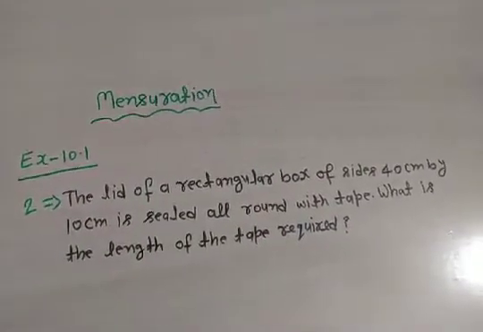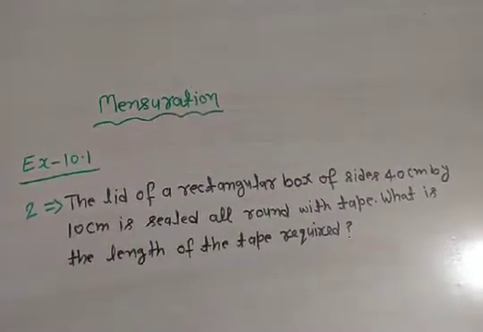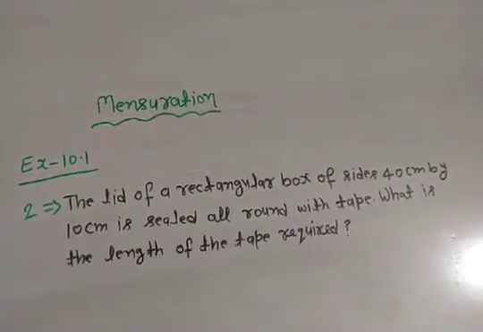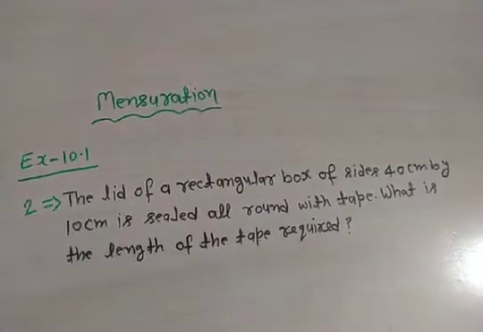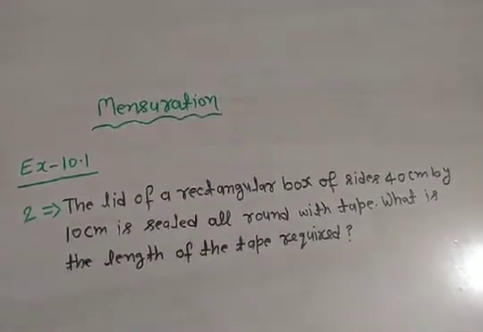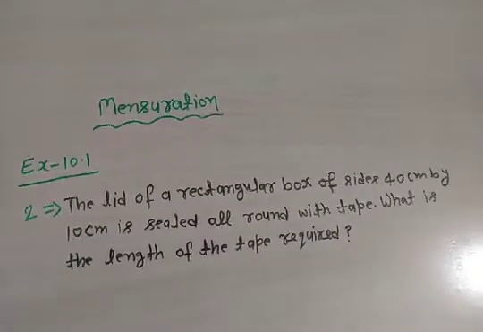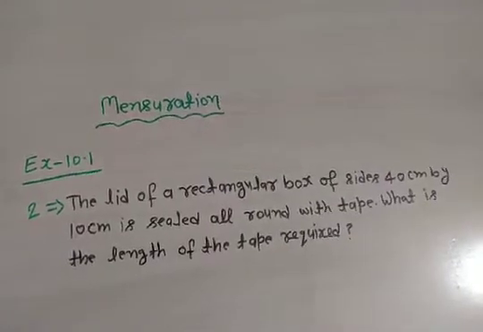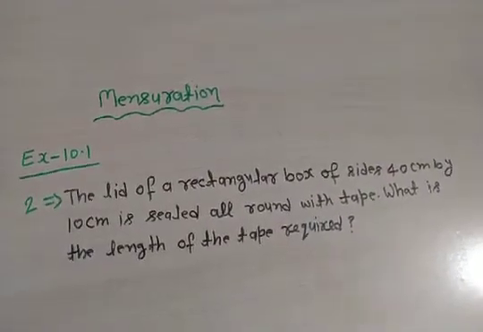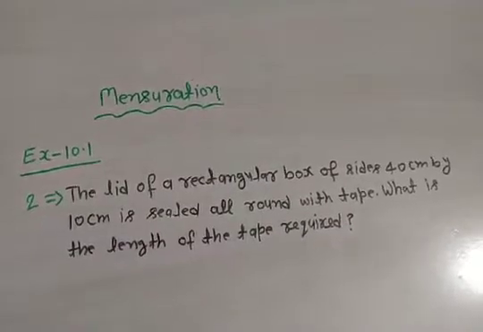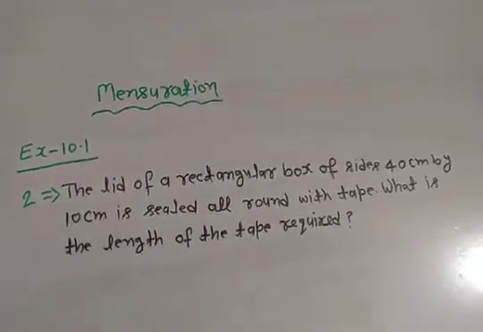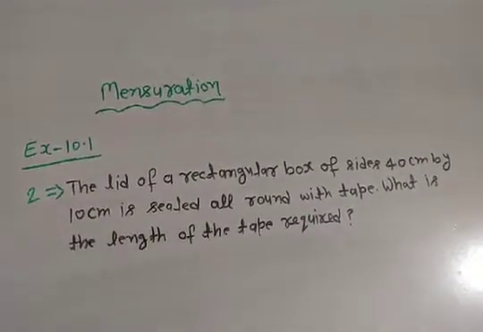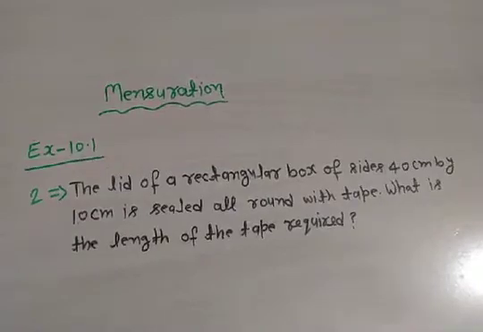Here the box is in the shape of a rectangular box, meaning a rectangle. The given sides: 40 centimeters is the length of the rectangular box and 10 centimeters is the breadth. We have to find the length of tape required. So in this question we find the perimeter of the rectangular box. This box is in the shape of a rectangle, so we find the perimeter of the rectangle.